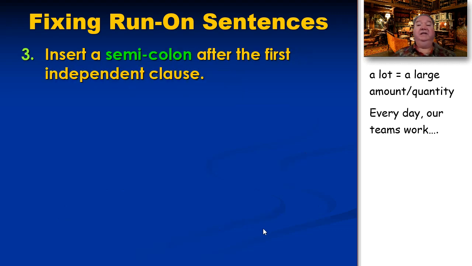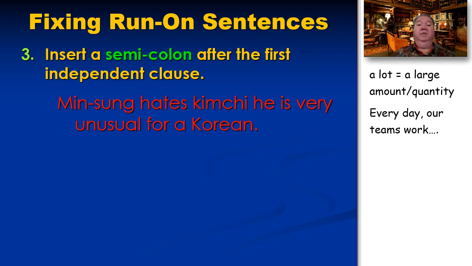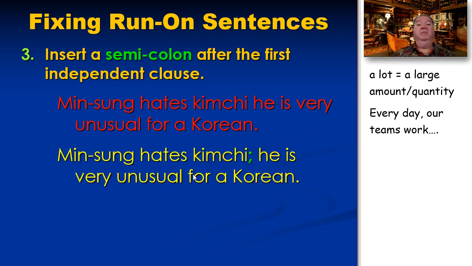Or we could insert a semicolon after the first independent clause. Min Sung hates kimchi, he's very unusual for a Korean. Separate them. Min Sung hates kimchi. He's very unusual for a Korean. Semicolon, no capital letter. Now again, this only works if these two sentences are closely related.